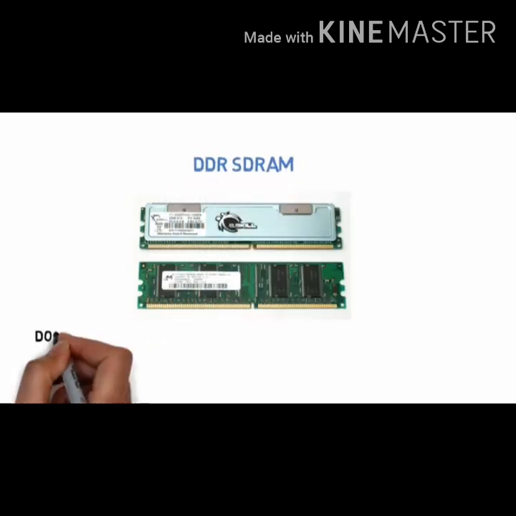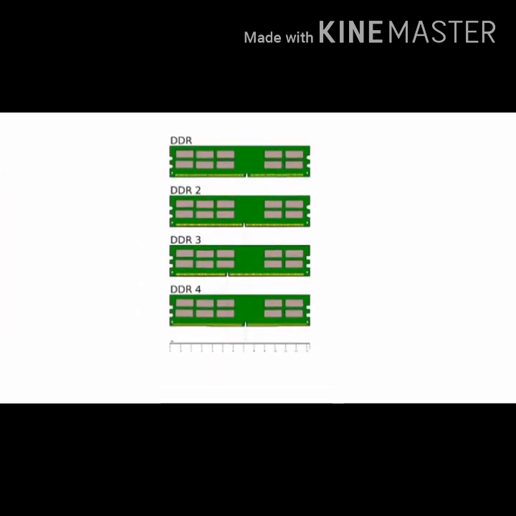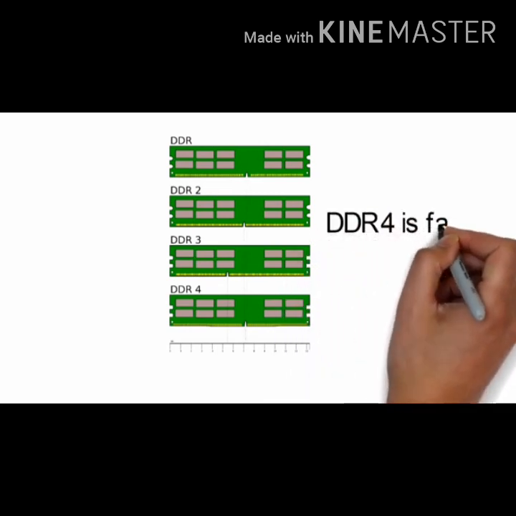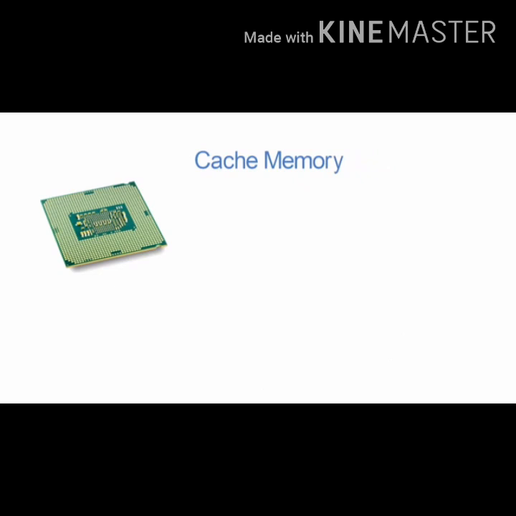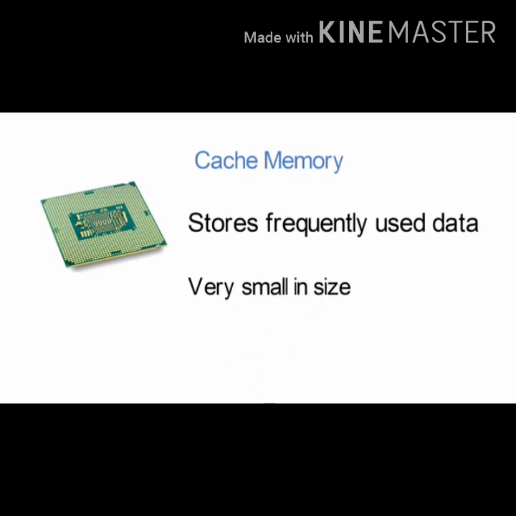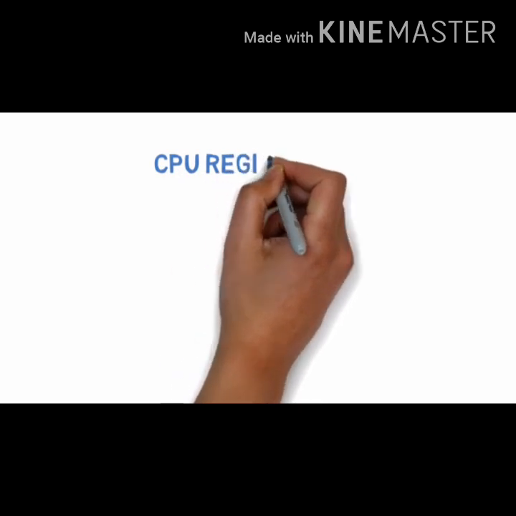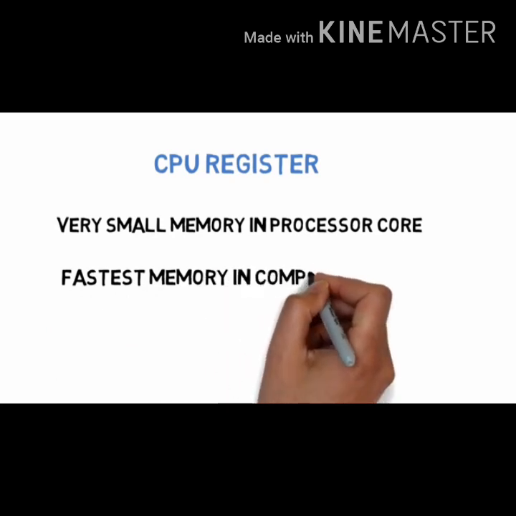Among these RAMs, DDR-SDRAM is currently the most used, which stands for Double Data Rate Synchronous Dynamic Random Access Memory. Different versions of DDR-SDRAM are DDR1, DDR2, DDR3 and DDR4, out of which DDR4 is the fastest. In addition to RAM, the CPU uses its inbuilt cache memory to retrieve and store data at an extremely fast rate. CPU cache memory stores frequently used data and instructions. This cache memory is very small in size. Also, the CPU has registers, which are smaller and faster than any other memory in the computer and hold very small data in the processor core.